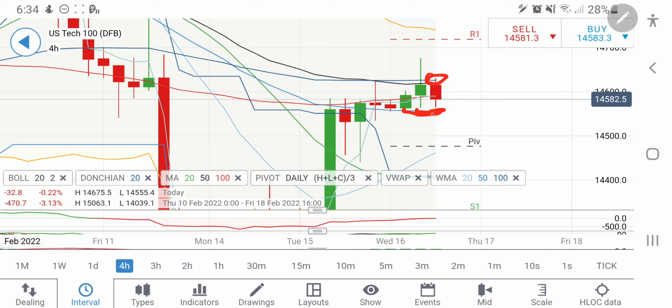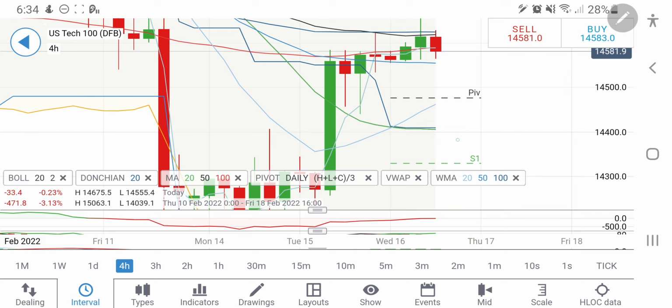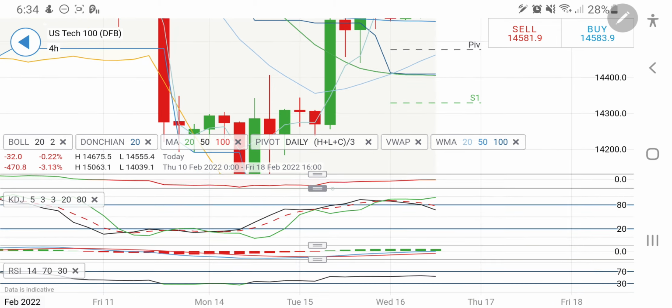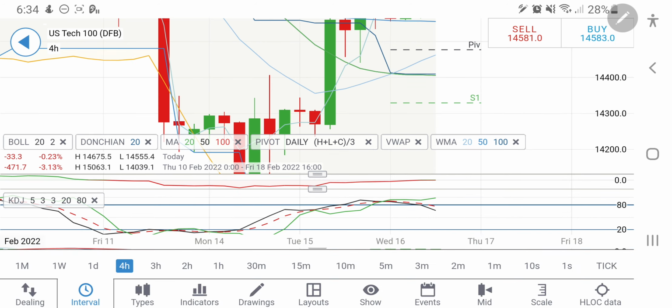So breaking 14,550, you can go short for 14,480 levels. Below that, here is the 20 period moving average, which will come into the picture at 14,410, and then 14,300 will get achieved. It may try to drop till here. I expect that it can drop. Now look at the stochastic. The stochastic on the 4-hour chart is overbought, looking forward to a drop, and that is why I say we can expect it to drop a bit.